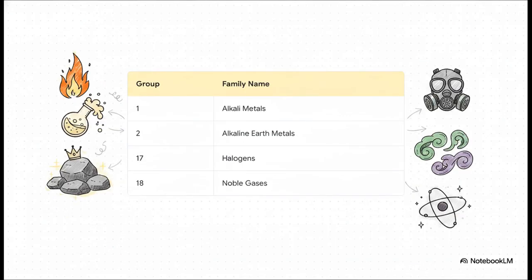Now back to those vertical columns we talked about earlier, the groups. Elements hanging out in the same column actually belong to specific families, and just like real families, they share very similar chemical personalities and traits. Group 1 features the highly reactive alkali metals. Group 2, the alkaline earth metals. Skip way over to the other side, and Group 17 is the halogens. Right next to Group 18, the noble gases, which are famous for being incredibly stable and pretty much unreactive. Basically, being in the same group means they behave in highly similar ways.